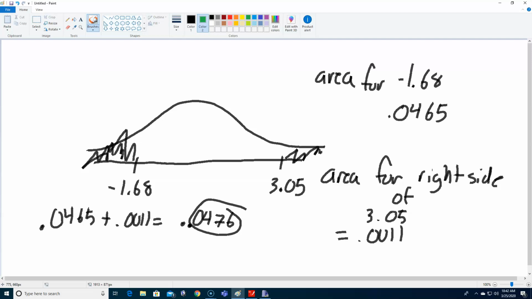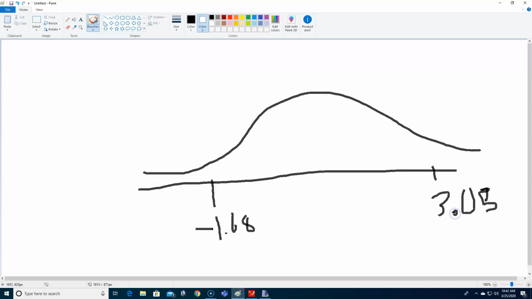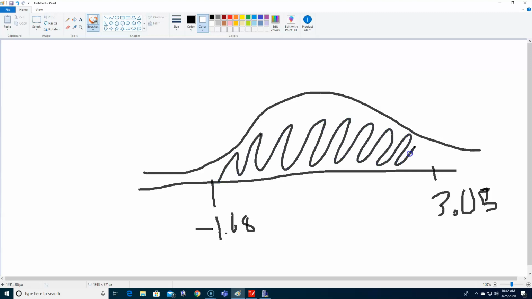Now, I'm going to show you another method, which is the complement way. So let me take away everything. So I redrew my graph. Now, it wants everything to the left of negative 1.68, and it wants everything to the right of 3.05. So I'm going to use the idea of a complement, and I'm going to find the area in between and subtract that from 1, right? This would be the complement way.